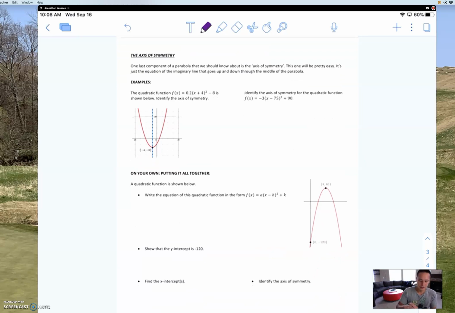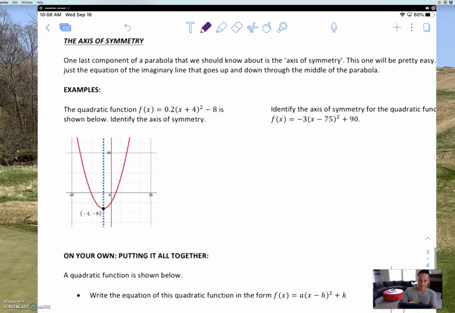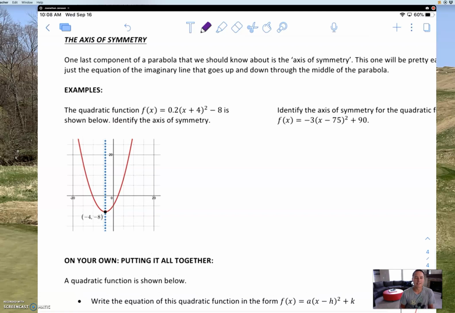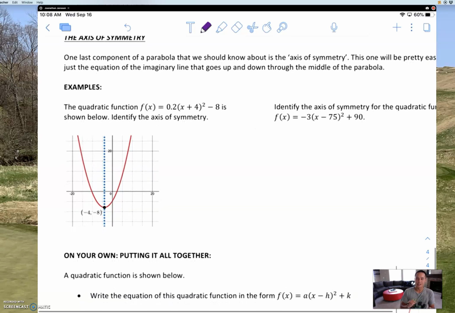And on to the axis of symmetry. This is going to be the one last component of a parabola that I haven't really talked about yet, and we'll formally introduce it. It's the axis of symmetry. It's probably one of the easiest ones to find.